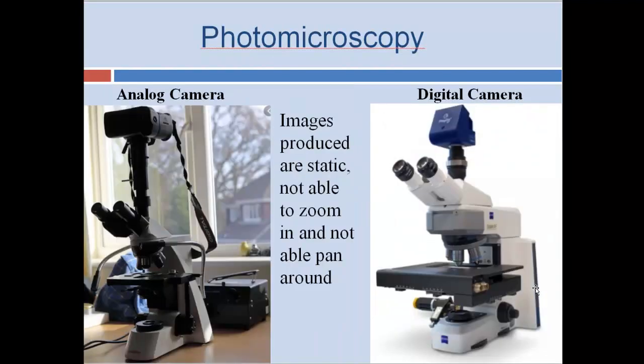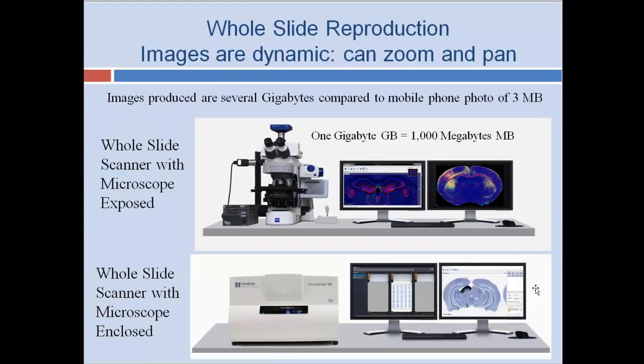So, photomicroscopy. On the left is an analog camera. On the right is a digital camera. Now, these photographs that are taken either with the analog camera and put on film, or the digital camera and digitized and stored on a computer, they're static. You can't zoom in and pan around on these specimens. They're very good and have been very, very useful. But the advancement has been in being able to actually not take a snapshot, but put a specimen on.